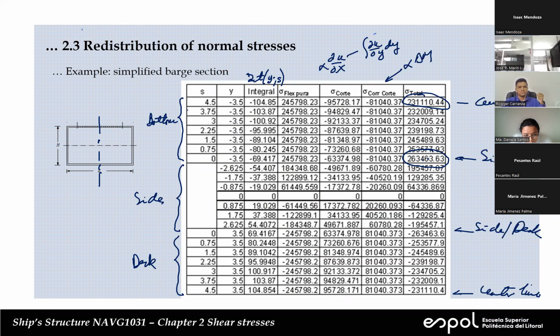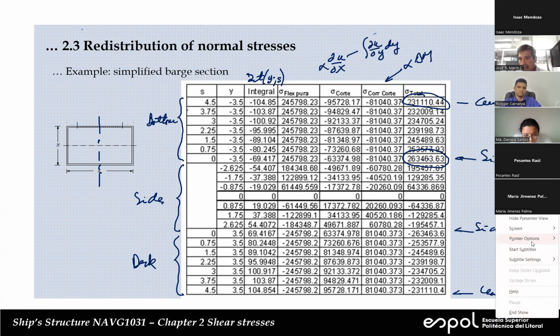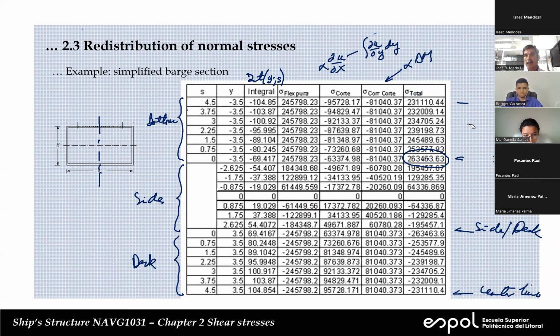I don't have the class notes. Let me see if I have the class notes. Okay, you're talking about the table on page. Oh, okay. You have to do that. So let me erase a little bit here. And let me erase all of this.